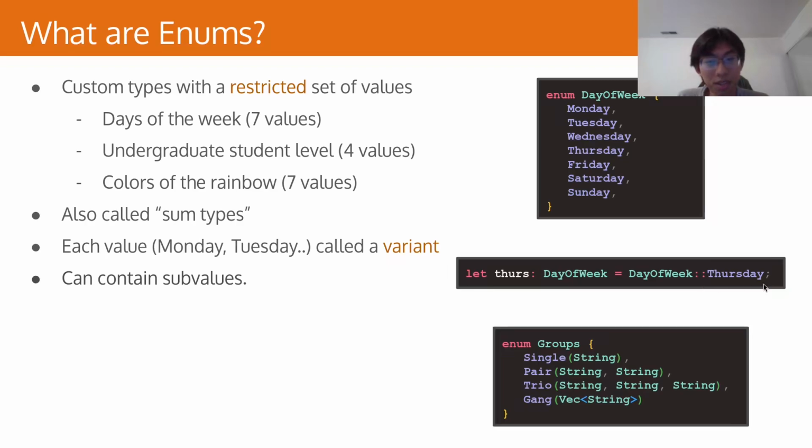Another thing to note about enums is that they can contain sub-values, and these sub-values can be different depending on which variant it is. So here we have a Groups enum, and in the case that the variant is Single, it contains a single string. If the variant is Pair, it can contain 2 strings, etc. Or we can even have it contain a whole collection of strings. So enums let you group data in a very powerful way.